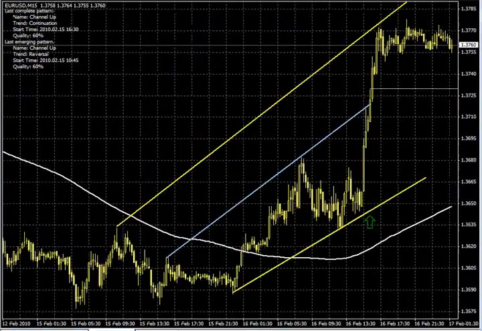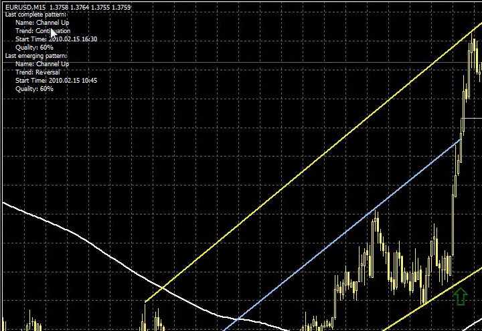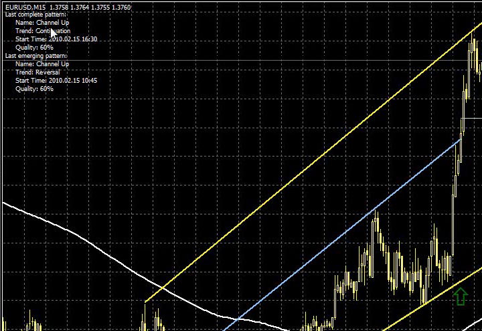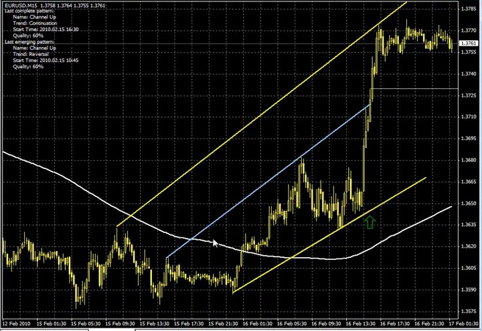multiple time frames. But here I see, and it's a little small, I know, the last complete pattern, which is complete, is just signaling that the pattern broke. The lines and levels of the pattern broke. You can see here the blue line is the completed line. It broke up through the resistance of the blue line. The last emerging pattern is a wider channel up, and that's in yellow.